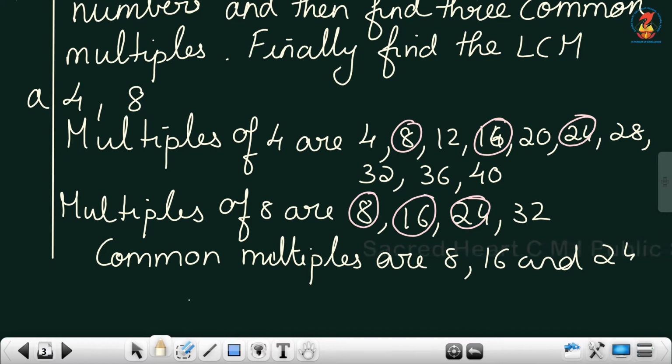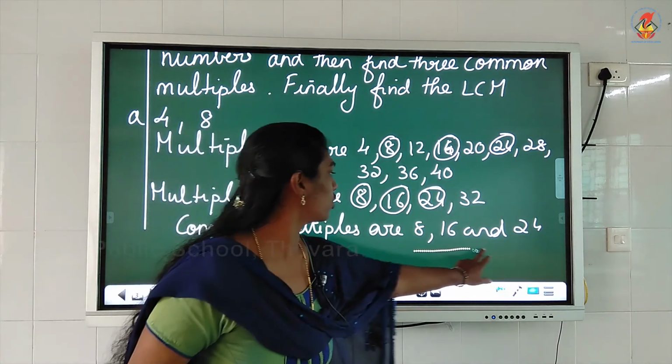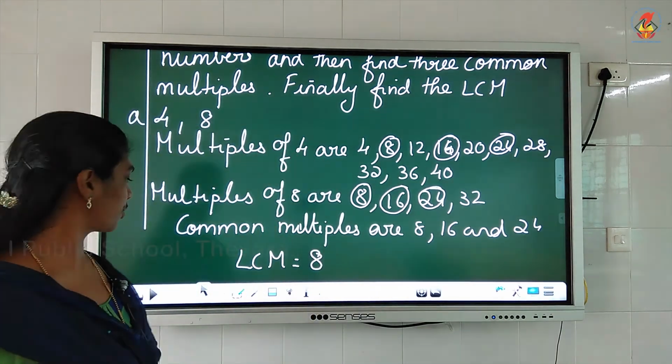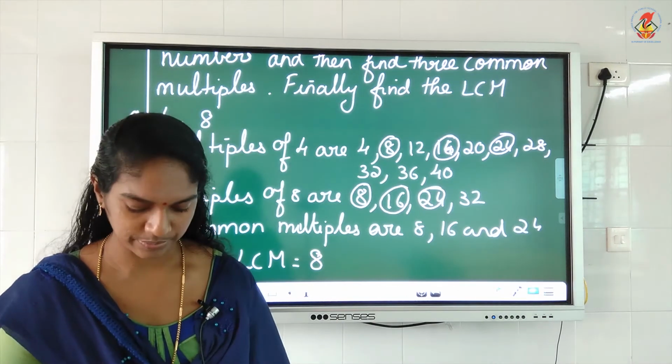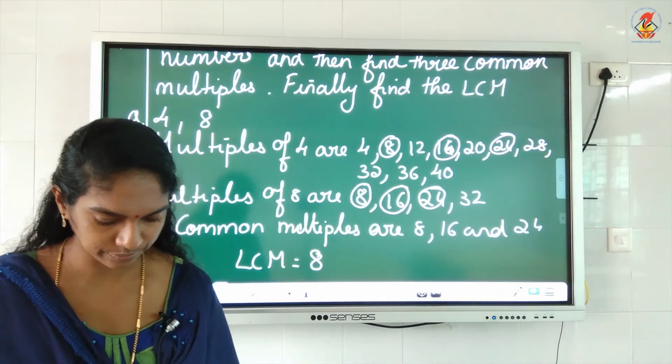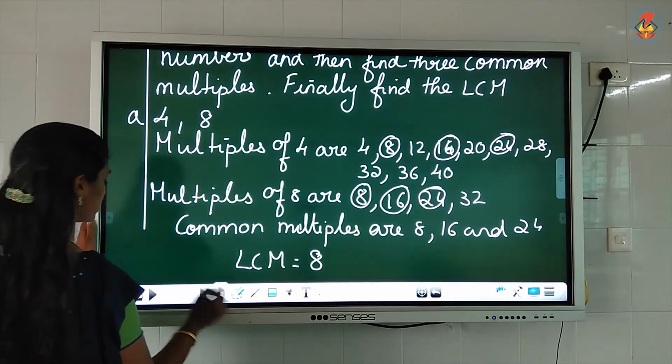Okay. Now tell me what will be the LCM. Which will be the LCM? LCM will be 8, the lowest of all the common multiples. You can see 8 is the lowest of all the common multiples. Okay. So LCM is equal to 8. Understood? We'll do for 3 numbers.